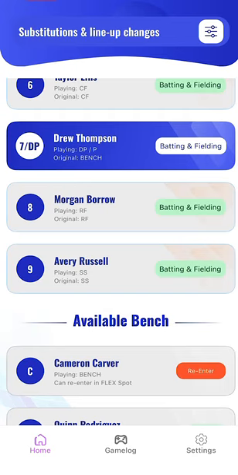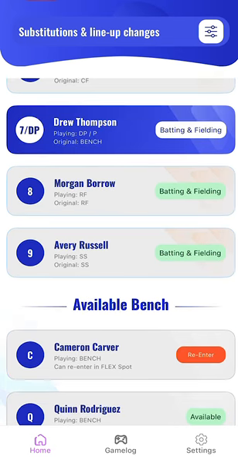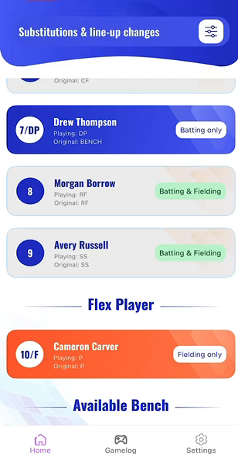And so we can click re-enter if we want Carver coming right back into the 10 spot and pitching, or really playing wherever we want, but the flex has to be playing somewhere in the field. So Carver, we re-enter, is back into the pitcher. That means our DP is just back to hitting only.